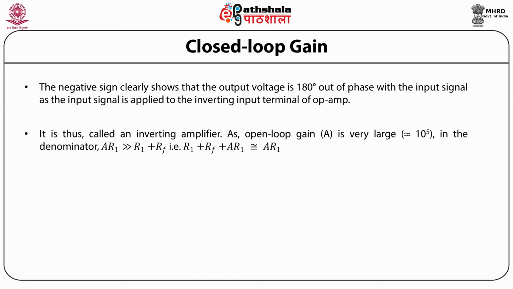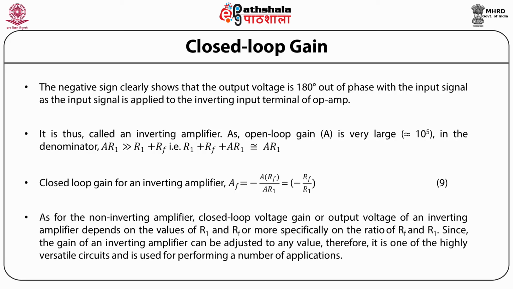As the open loop gain A is very large, which is of the order of 10 raised to power 5, therefore in the denominator A times R1 will be much greater than R1 plus Rf. That is, R1 plus Rf plus AR1 will be approximately equal to AR1. So the closed loop gain for an inverting amplifier, AF, is equal to minus A times Rf by A times R1, which equals minus Rf upon R1.